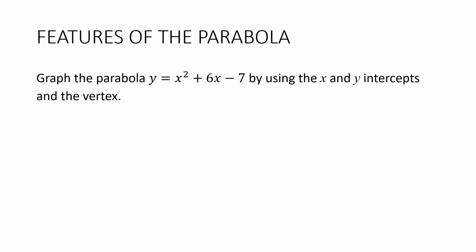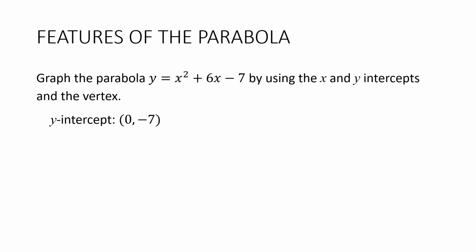Okay, we're going to move on to graphing parabolas using the features of the parabola. Here's our example. Graph y equals x squared plus 6x minus 7 using the x and y intercepts and the vertex. So let's start with the y-intercept. It occurs when x is 0. So let's put x equals 0 in here and we get y is equal to -7.